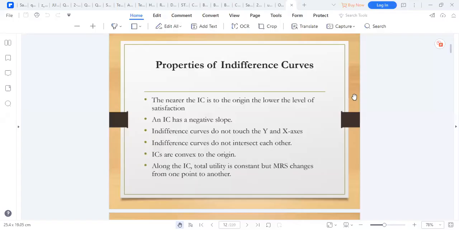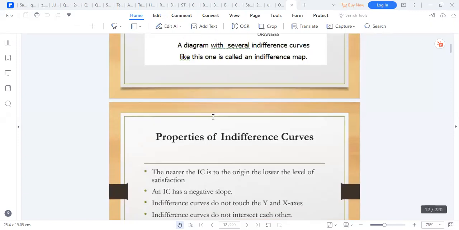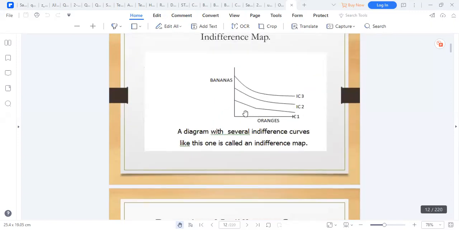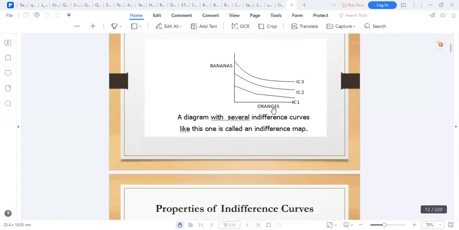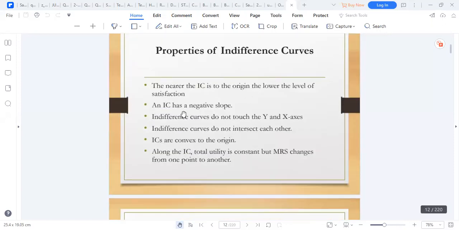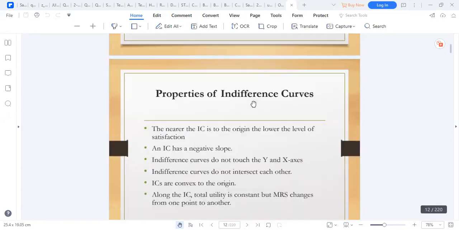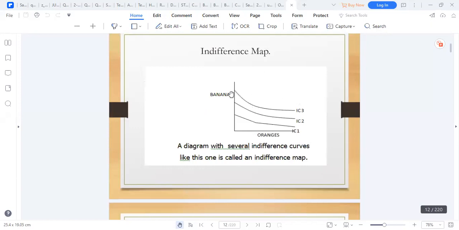So the properties of indifference curves are just six. Number one, you need to understand that the indifference curve that is nearer the origin has the lowest level of satisfaction. So indifference curve 1 has the lowest satisfaction. Indifference curve 2 is higher than 1. Indifference curve 3 is the highest of them all. So as you go up to the right, you get higher utility. Number 2, the indifference curve has a negative slope because it is downsloping.